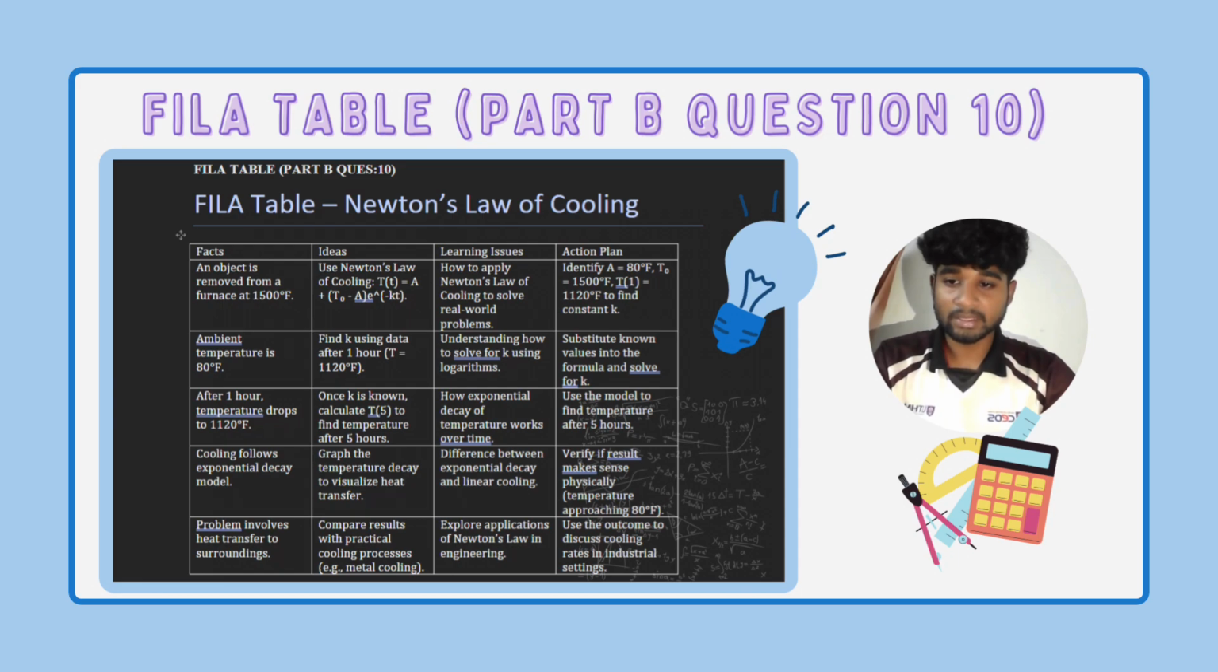Finally, let's discuss the action plan. We start by identifying the known values: A equals 80 Fahrenheit, T initial equals 1500 Fahrenheit, and T1 equals 1120 Fahrenheit. We plug these into the formula to calculate the constant k. Once k is found, we use the model to calculate the temperature after 5 hours. Then we verify if our results make sense by checking if the temperature approaches the ambient 80 Fahrenheit.